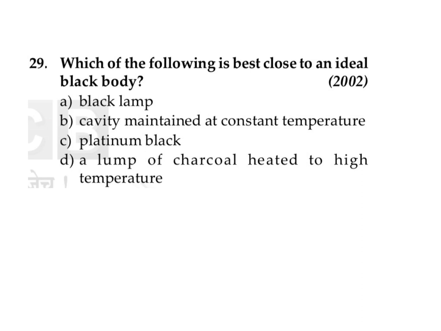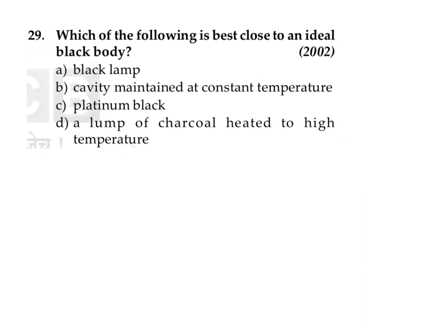So actually we know that an ideal black body is one which is able to absorb all the radiations which are hitting on it, or it is not reflecting or transmitting the radiations. And if you are considering a material something like black lamp, which is able to absorb around 96% of radiations which are hitting on it, but it is not exactly 100%.